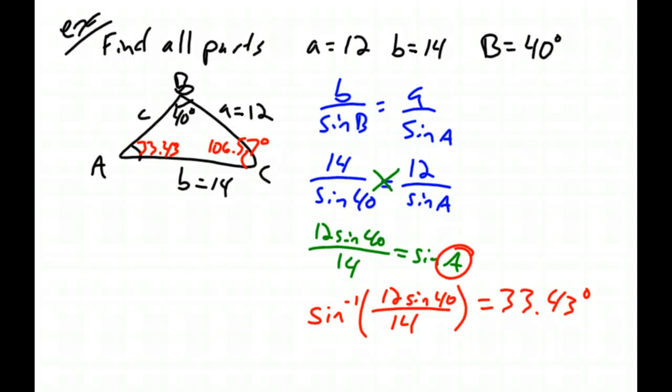And here's the thing. What I would do is use B over sine B again, because just in case I calculated this 33.43 wrong, I know this will be wrong too, but hopefully I'll get at least a little bit closer. Well, just use it. So B over sine B equals C over sine C.